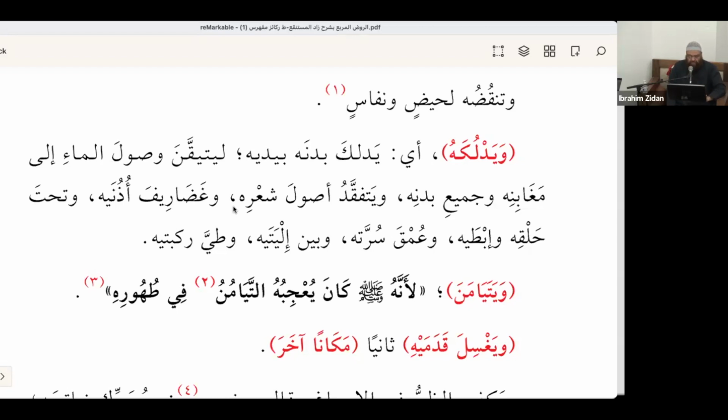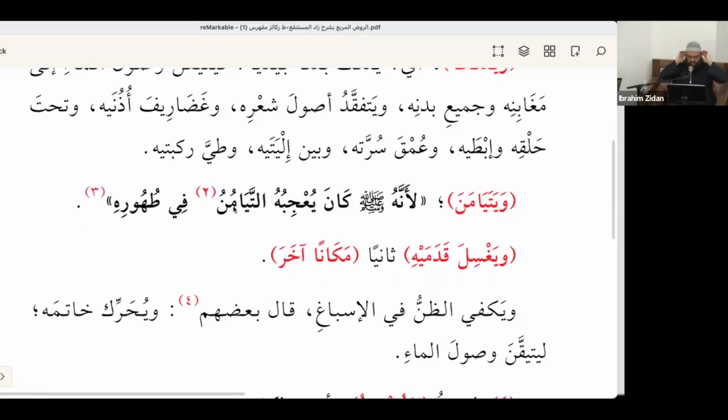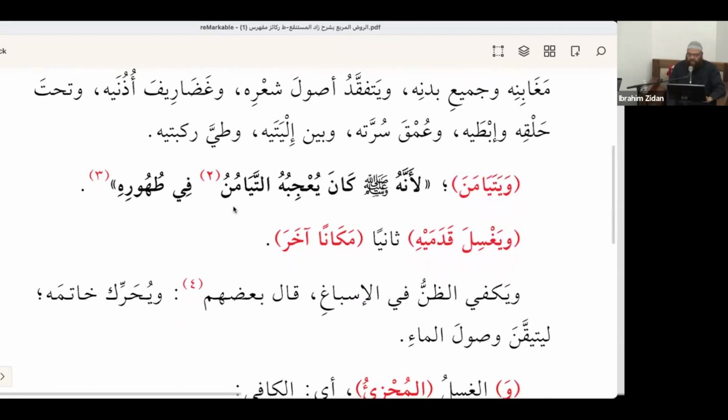ويتفقد أصول شعره. So يتفقد, to make sure, going after the usul, the roots of his hair. وغضاريف أذنيه, and the grooves, غضاريف, of his ears. To make sure, he put his finger in his ears one time like that, to make sure that the water reaches in the back of his ears. وتحت حلقه, and under his throat. وإبطيه, and under his armpits, under the arm, because also to make sure with the hands. All of that is, normal thing when a person takes a shower, is not just pouring water on himself and that's it.